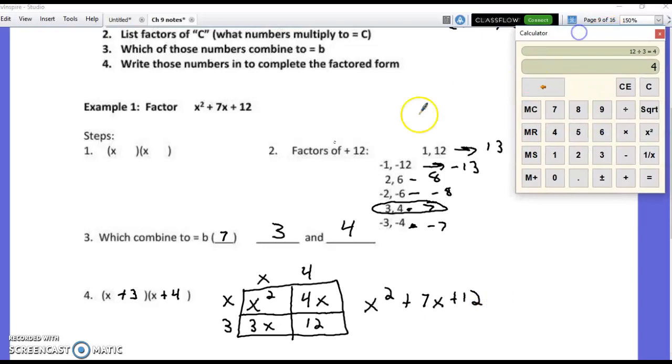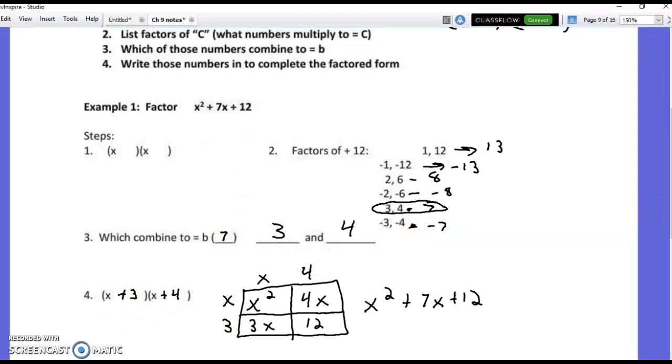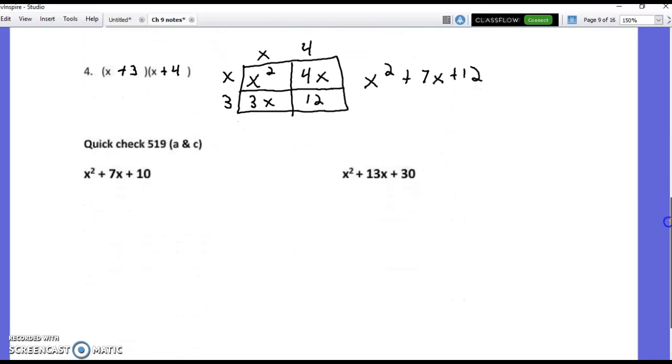All right, so step 1, do that. List your factors, which ones add to equal the middle number, and then just write them in there. So let's go ahead and do a couple examples.